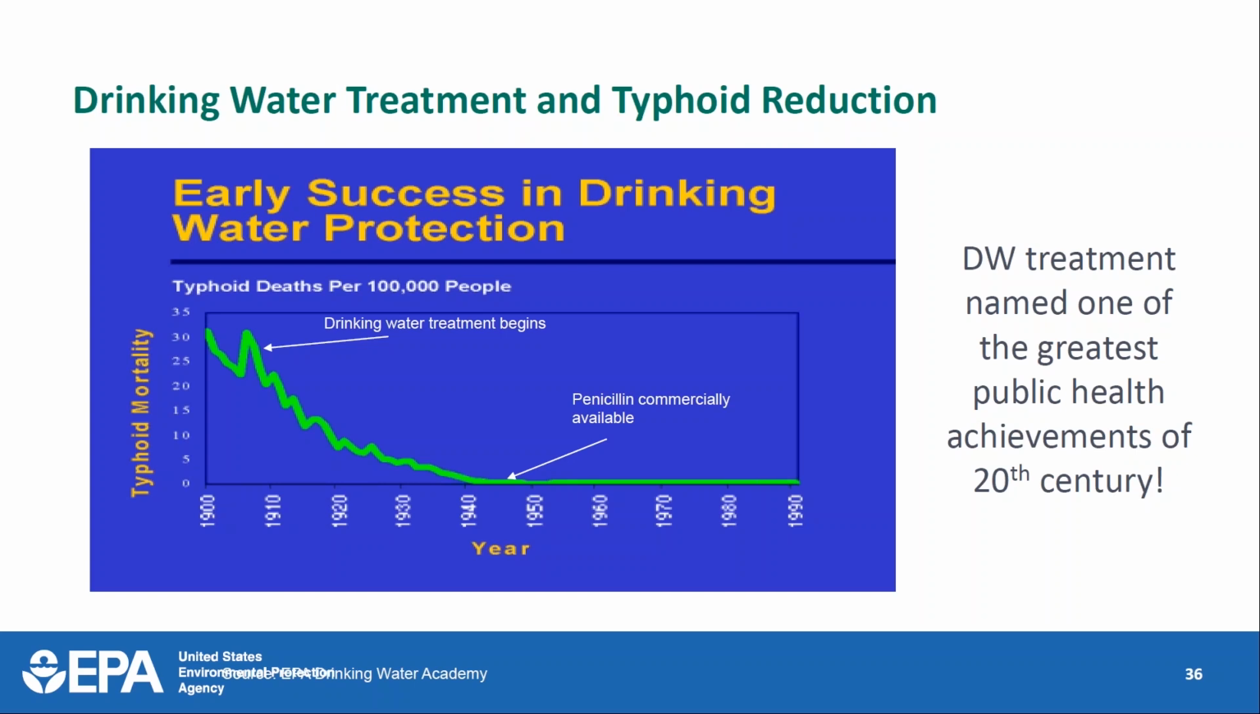But if you notice, what's important on this graph is that antibiotics weren't commercially available until about the mid-1940s, after World War II. And so drinking water treatment was named one of the greatest achievements of the 20th century for that reason. It's the water treatment in this time frame. To the next slide.